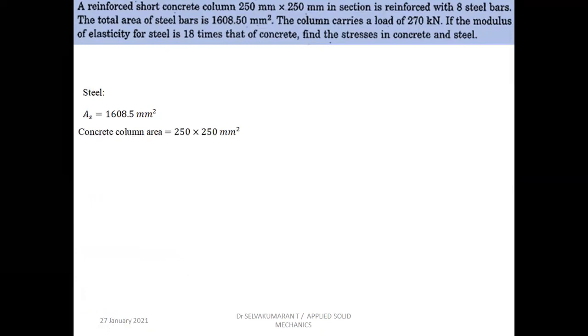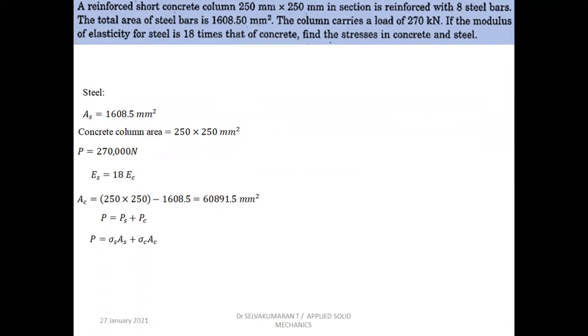So write down the given data. This is a concrete column area. Total area of the steel is 1608.5. Total load is 270 kilonewton and ES is equal to 18 times EC. And area of the concrete is to be obtained. Area of the concrete is nothing but total concrete column area minus steel area. That gives the concrete cross-sectional area, 60891.5 mm square. So for composite bar, as I told you already in the previous problem, you get this expression.